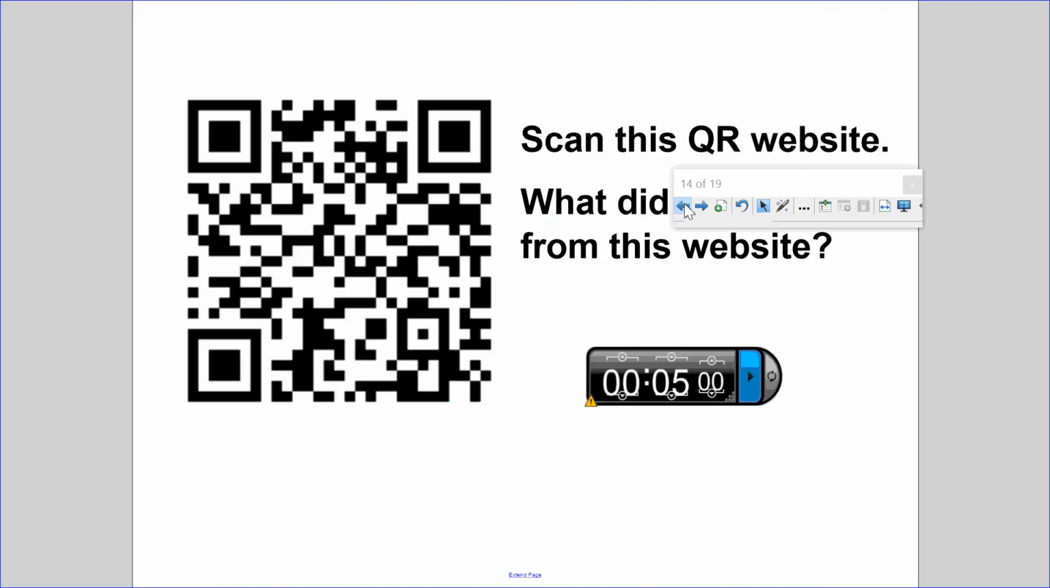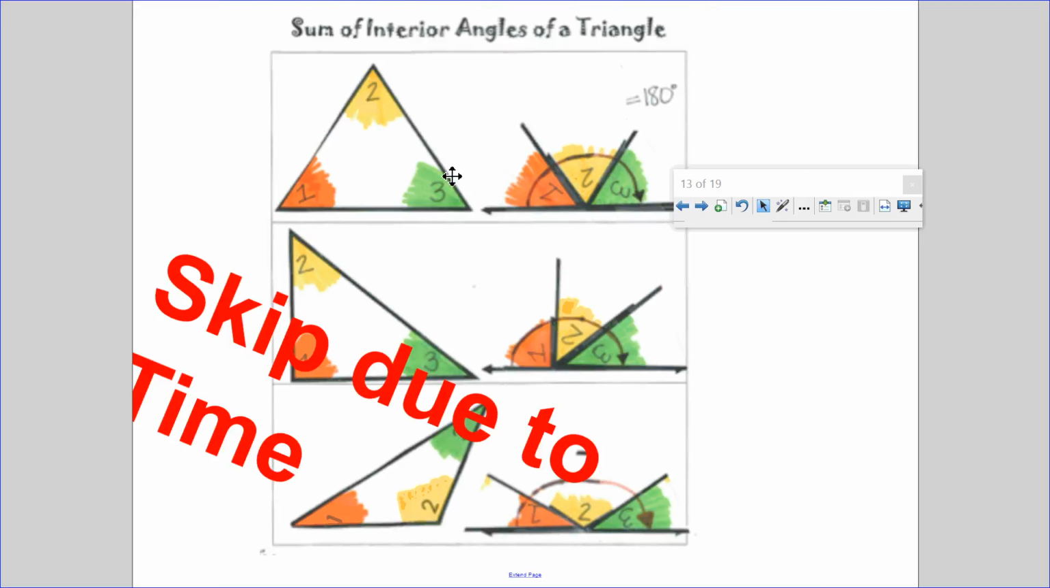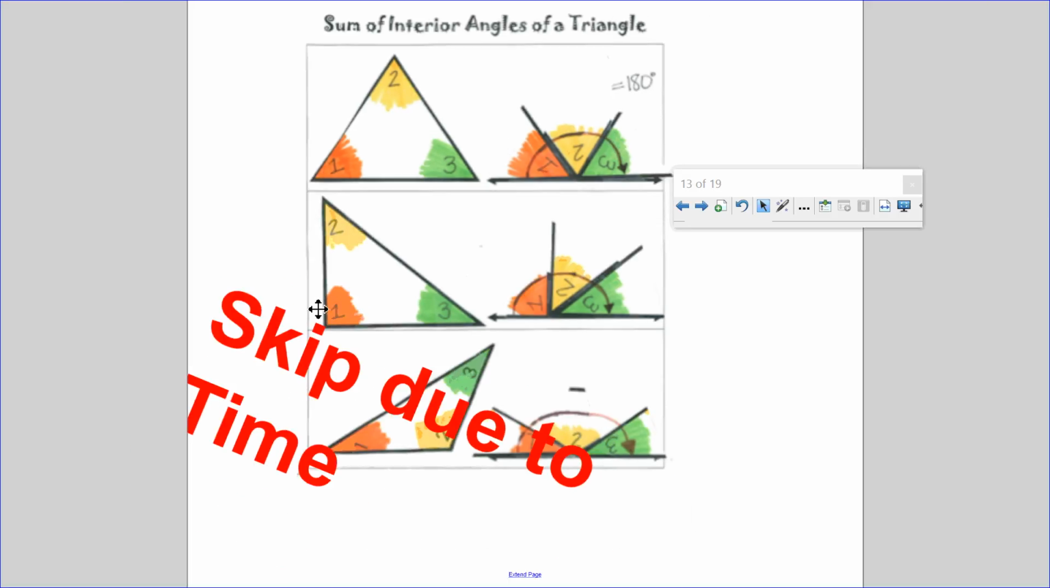If you would like the proof of that, here is a triangle, 1, 2, and 3. If you tear off the vertex of each angle and glue them together, it makes a straight line, which is 180 degrees. If you tear out each vertex of this obtuse triangle, it still makes 180 degrees.